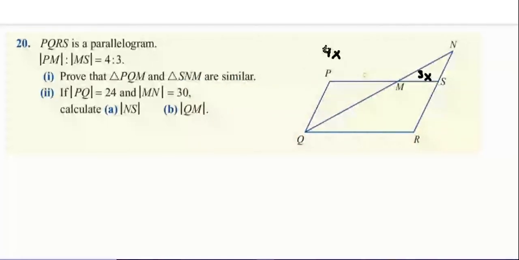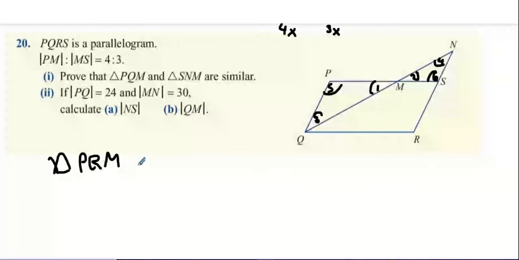I'm not actually going to need the 3x and the 4x just yet. So here's what we're going to do. Angle 1, angle 2, angle 3, angle 4, angle 5, and angle 6, okay? So triangle PQM, triangle, what's the other one? MSN or SNM. Okay, let's go for this.